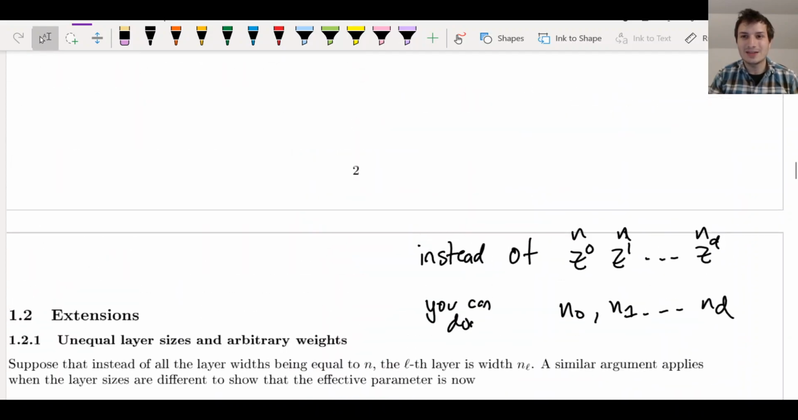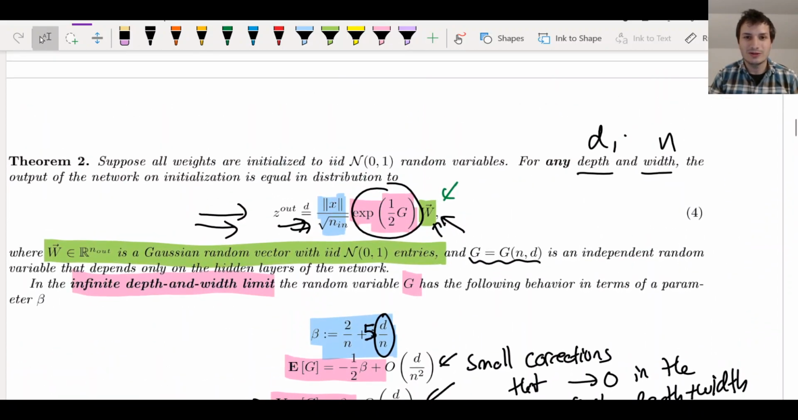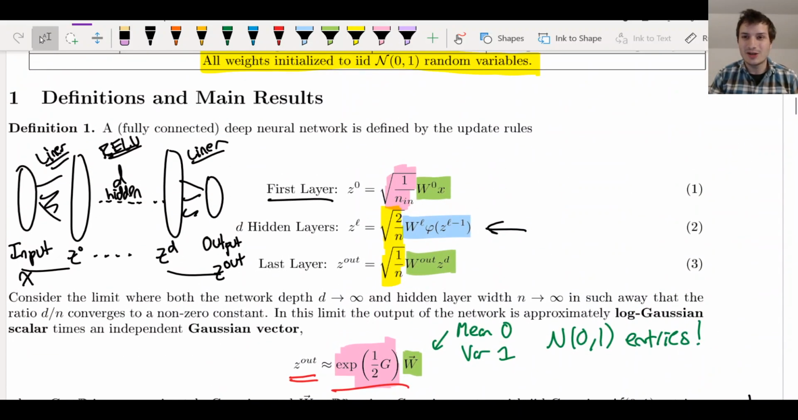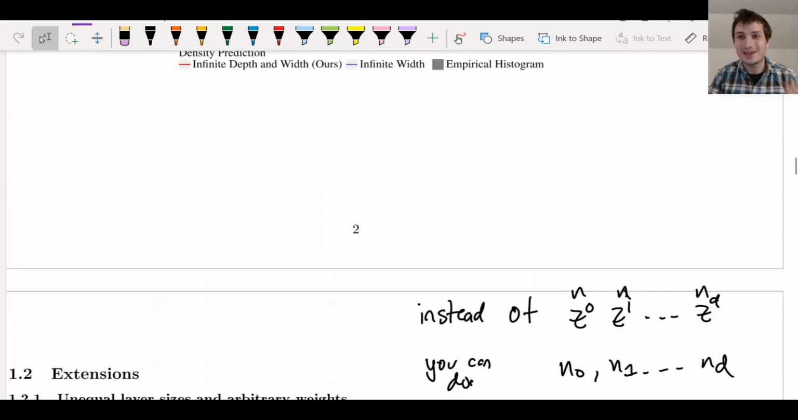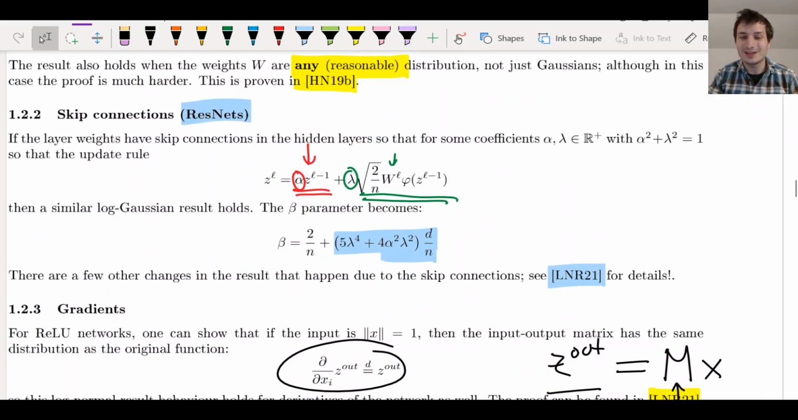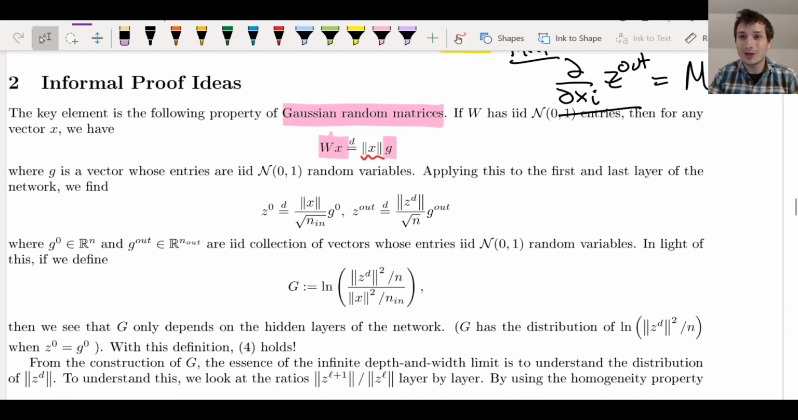And you look back to the definition of our network. So here is the definition of our network. In the first layer, we're multiplying by a Gaussian matrix. In the last layer, we're multiplying by a Gaussian matrix. So the hidden layers have this funny nonlinearity that makes things more complicated. But in the first and last layer, it's purely just this linear Gaussian multiplication. And so what that means is that after the first and last layer, you're working with Gaussian vectors.